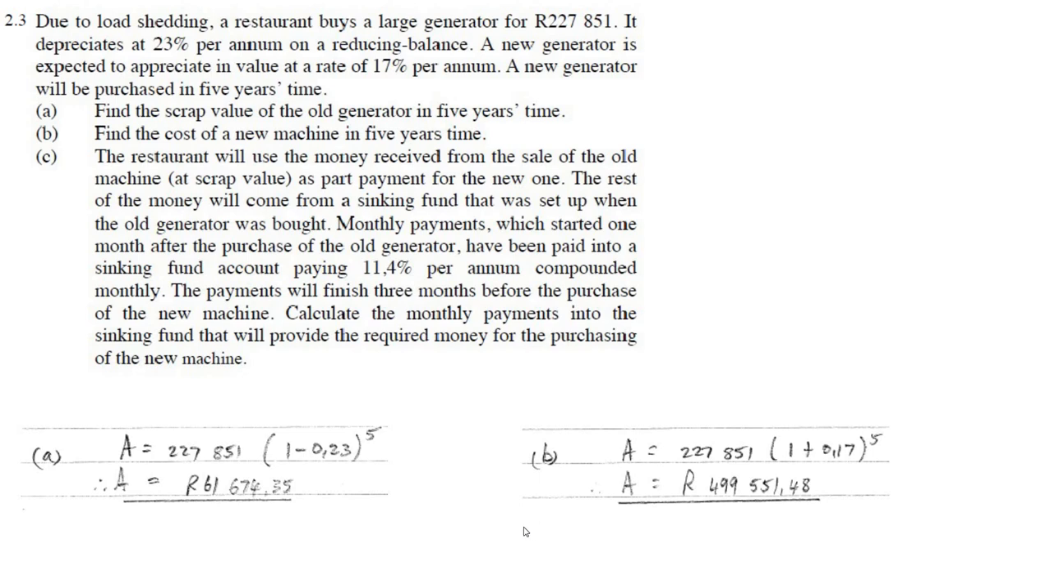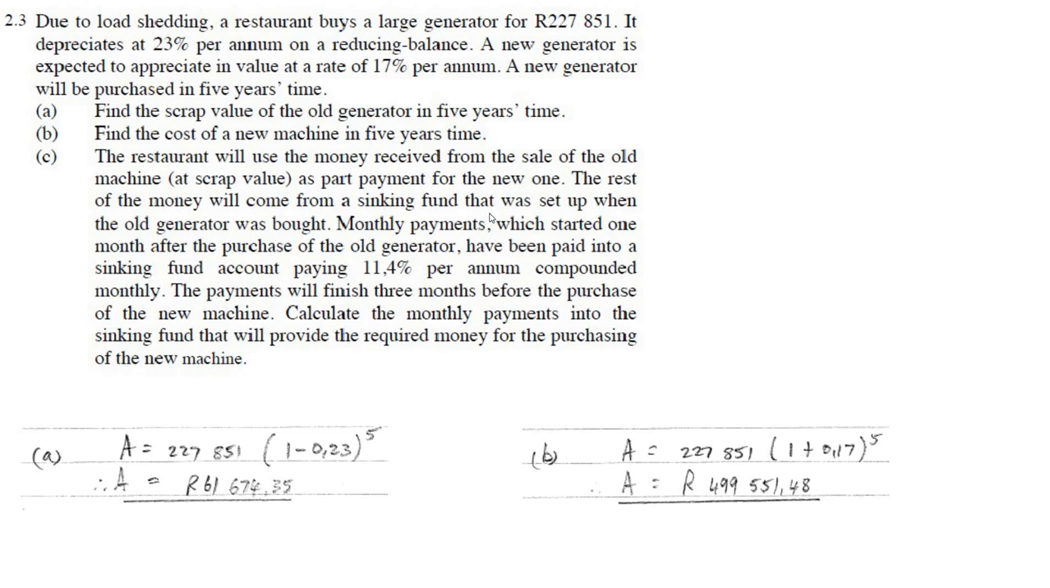So now it tells you that we're going to make monthly payments which start 1 month after the purchase of the generator. So I guess we don't have to add one or do anything. 11.4% per annum compounded monthly. Ooh, but they're going to finish 3 months before the purchase of the new machine. We're going to have to make an adjustment there. Calculate the monthly payments into the sinking fund that'll provide the required money for the purchasing of the new machine.